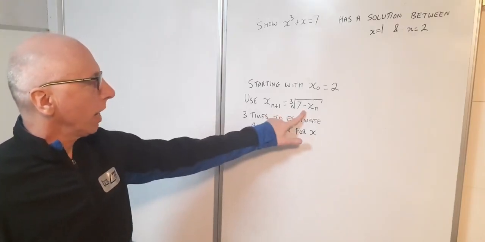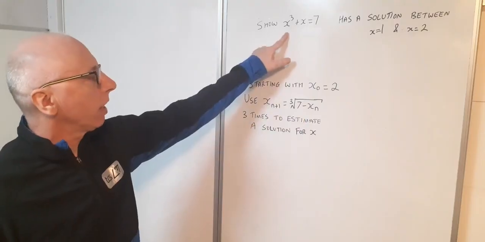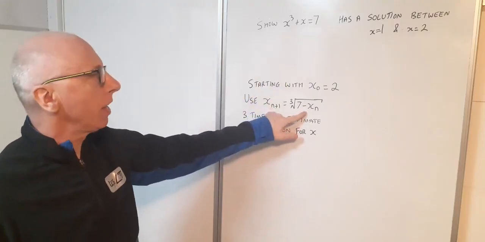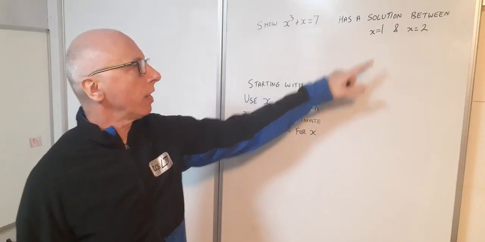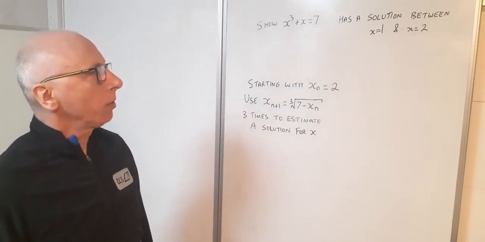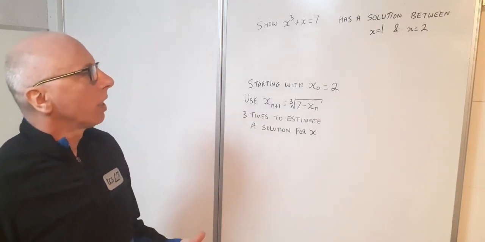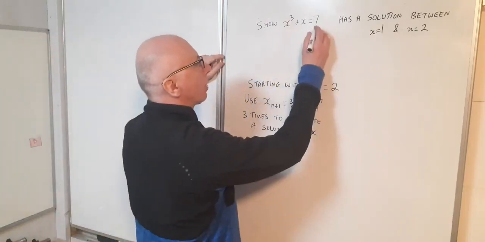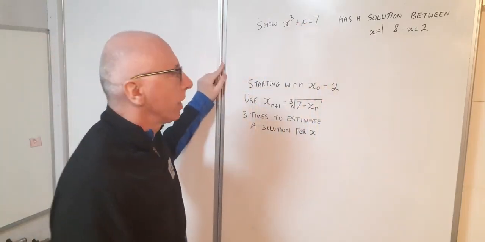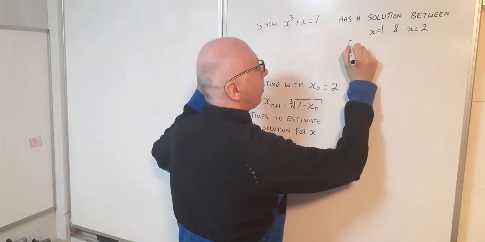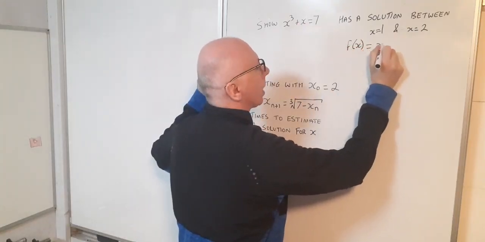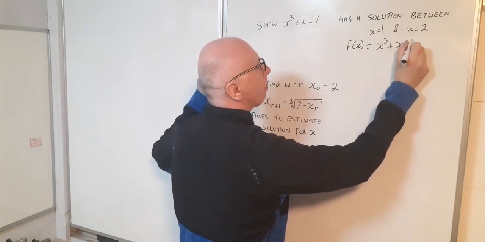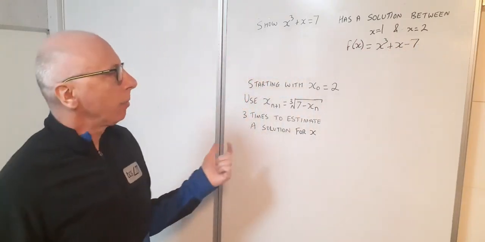So I'll show you how we get to this iterative formula from here as well, just before we have a go at this. First of all, let's look at this. So we want to show it's got a solution between 1 and 2. So what we can do is set this up as a function and bring the 7 across to the left hand side. So I've got f of x equals x cubed plus x minus 7. And that'll be our function.